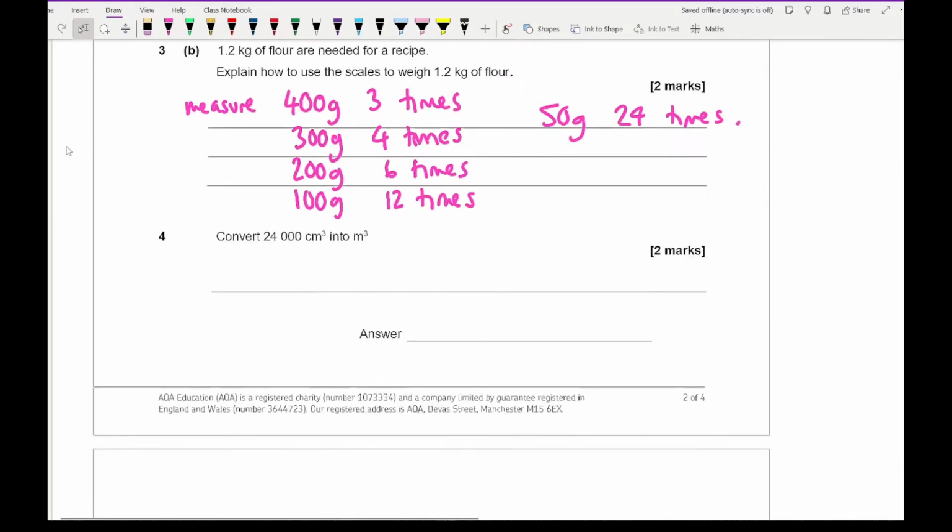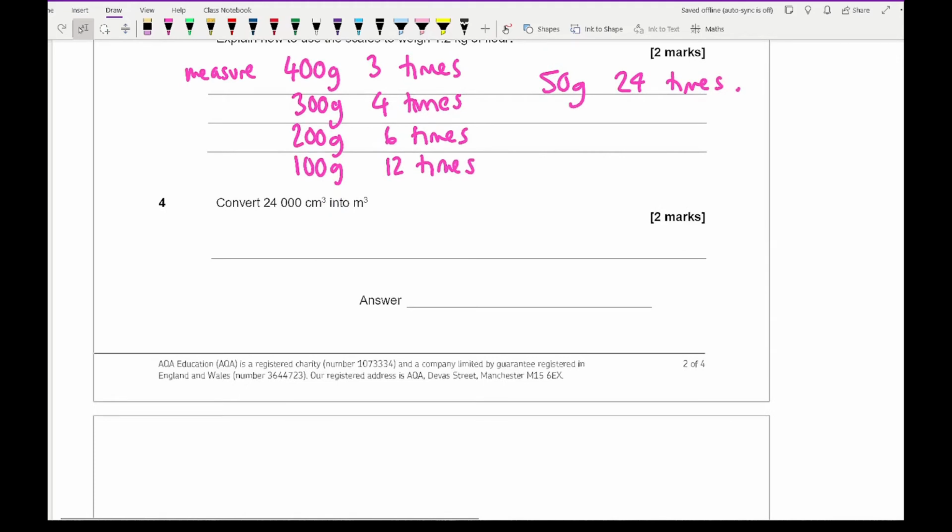Then the next question says convert 24,000 centimeters cubed into meters cubed. Now one way I teach my students how to convert units, particularly volume or area, is to first of all imagine a set of dimensions of a cube or cuboid that gives you the volume that you're looking for. So if I just draw a cuboid, it doesn't need to be accurate at all. What I'm wanting is 3 numbers that multiply together to give me 24,000. So I could have 24, I could have 10, which is 240, and then multiply that by 100.